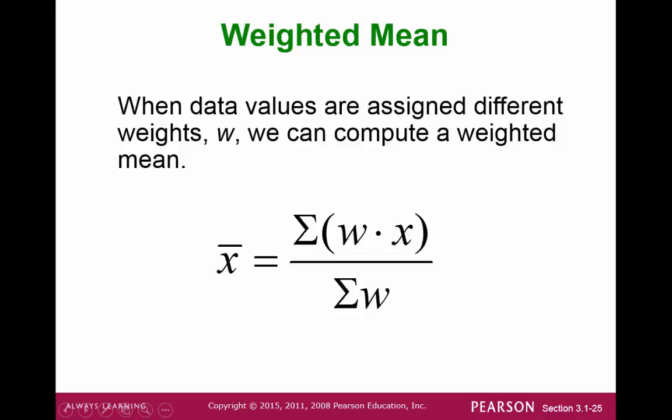One more way to find a center is with the weighted mean. This is the way to compute your GPA, your grade point average. For each class you complete, the w would refer to the number of units and the x would be your grade, 4.0 for an A, 3.0 for a B, etc.